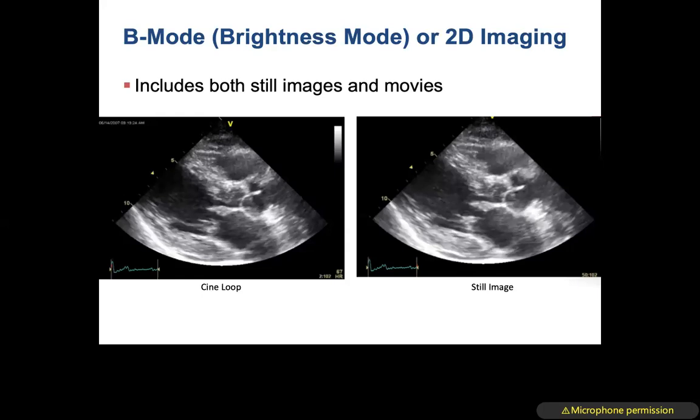It can be still images or movies, but it's when you put the ultrasound probe on the chest and the ultrasound waves go out, they hit the objects, they come back to the transducer, and you get an image. So again, that image can be a video. If we're doing any cardiac ultrasound, we'd always want to get a video. Or if you're just taking a still image, for example, you have a pleural effusion or you want to look at A lines or B lines, you can do still images for those.